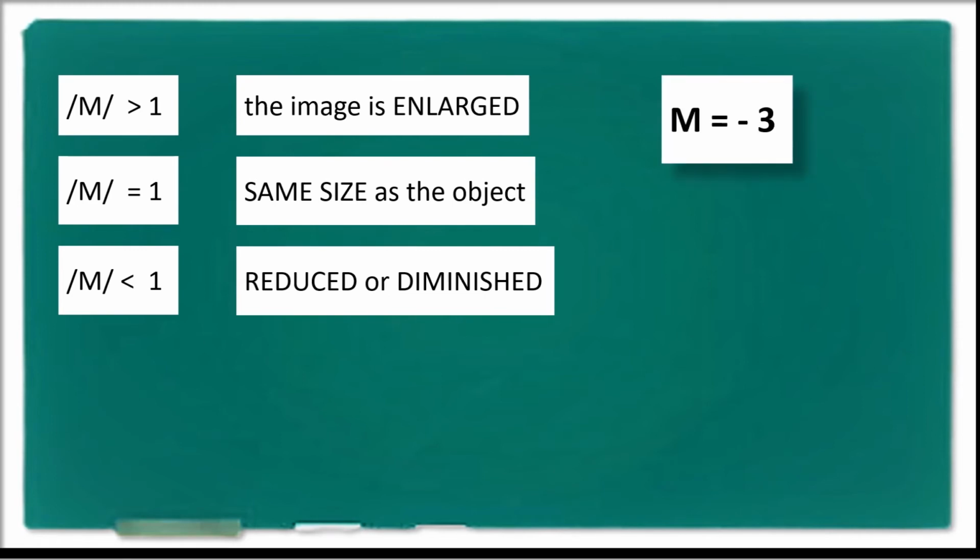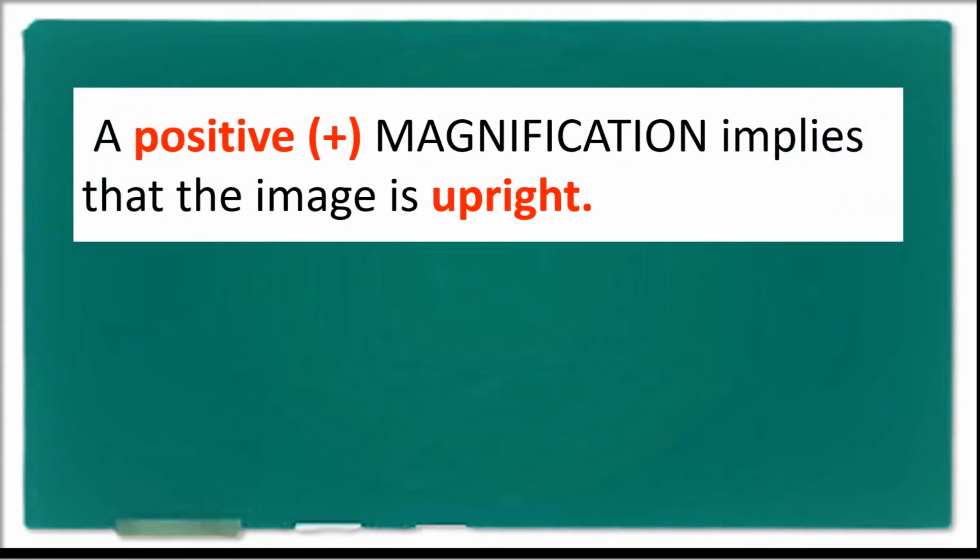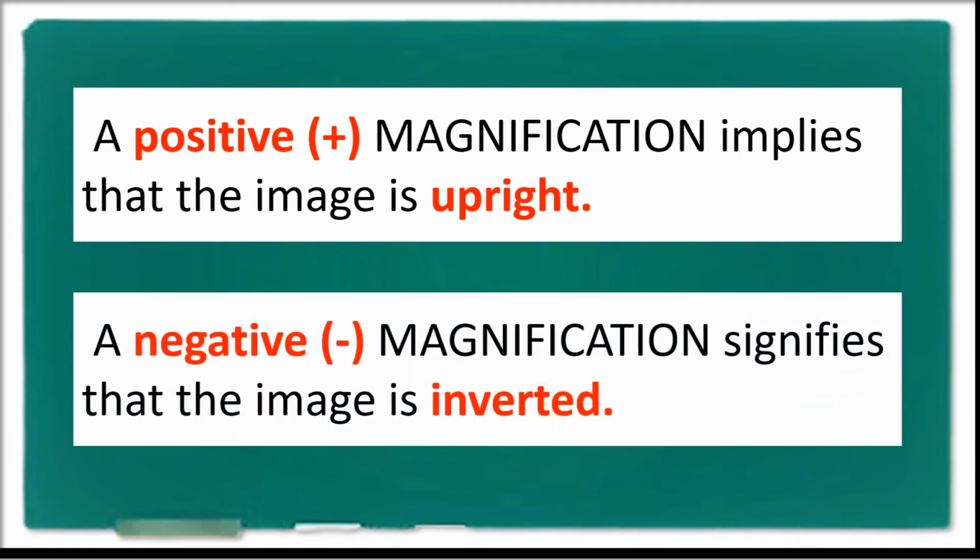And its absolute value is 3, which is greater than 1. So, how will you now describe the size of the image? Your answer is correct. Since the value is greater than 1, therefore, it is an enlarged image. The sign of the magnification tells us the orientation of the image. A positive magnification implies that the image is upright, while a negative magnification signifies that the image is inverted.